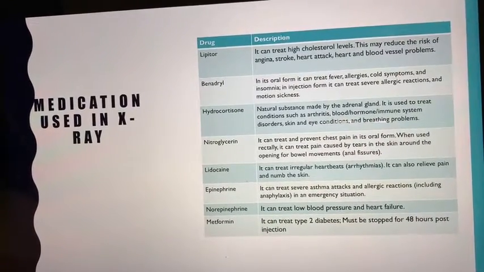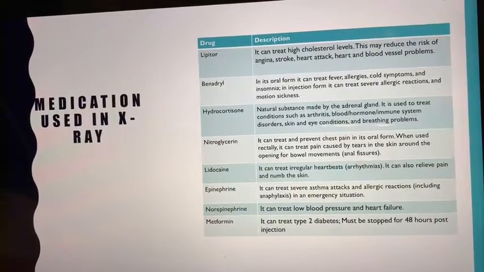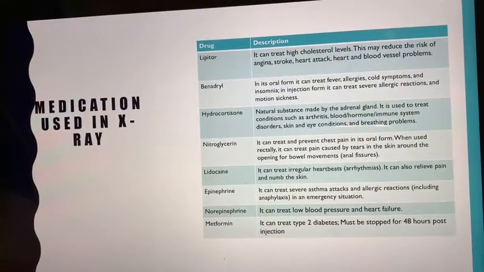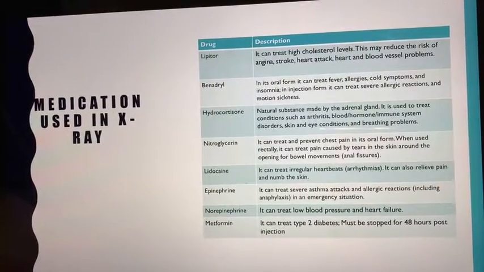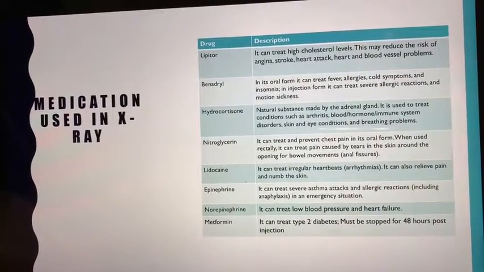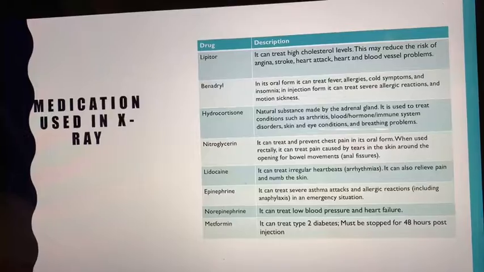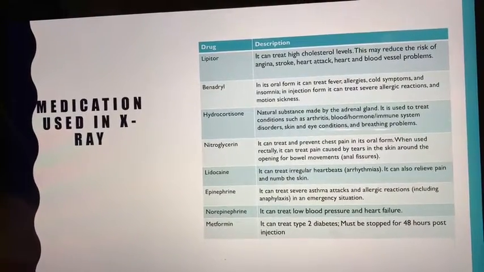We also use epinephrine. It can treat severe asthma attacks and allergic reactions, including anaphylaxis, in an emergency situation. We also use norepinephrine. It can treat low blood pressure and heart failure. And metformin. It can treat type 2 diabetes. Due to x-rays, it must be stopped for 48 hours post-injection.